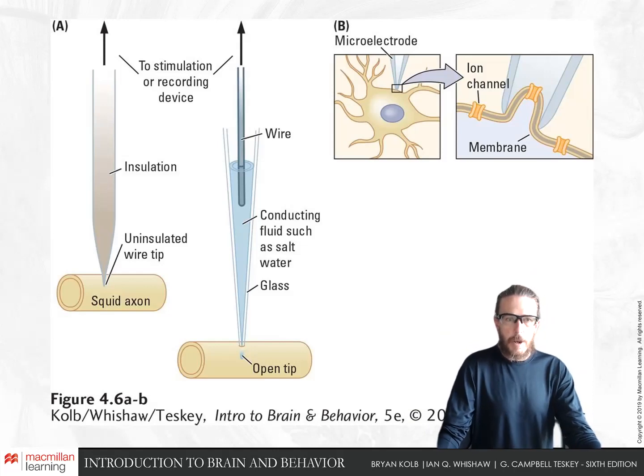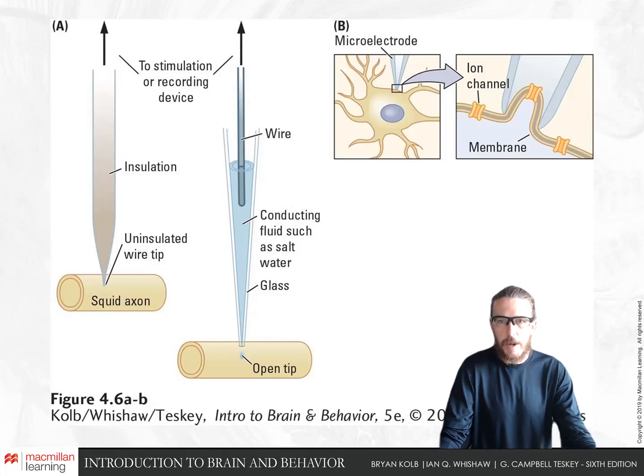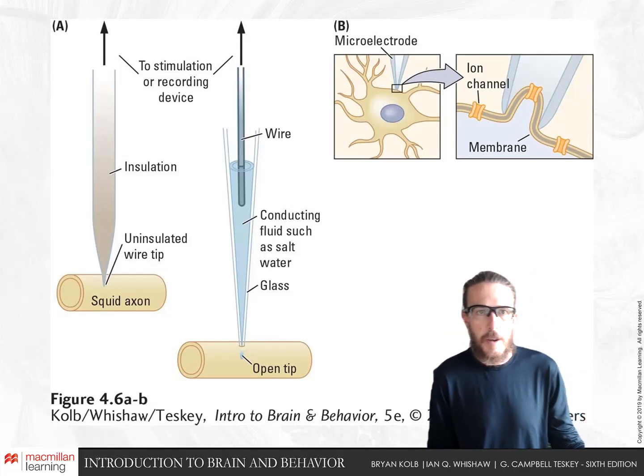Alternatively, you can use a small glass pipette filled with salt water connected to a wire. And this pipette is a useful tool which can be used to suck up a little part of the membrane, due to something called a patch clamp. This can isolate that tiny part of the membrane so that the recordings are predominantly from the receptors in that tiny part of the membrane.